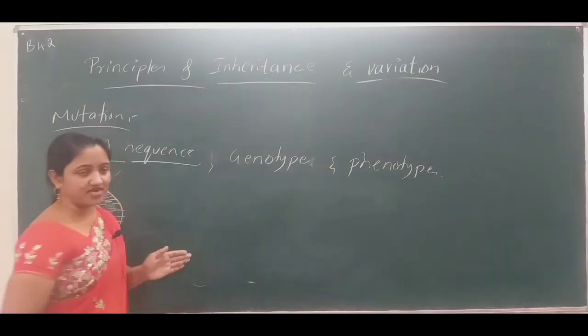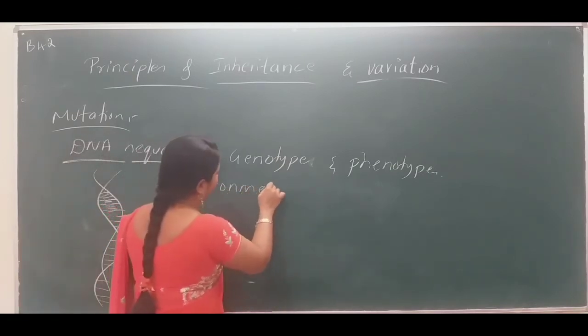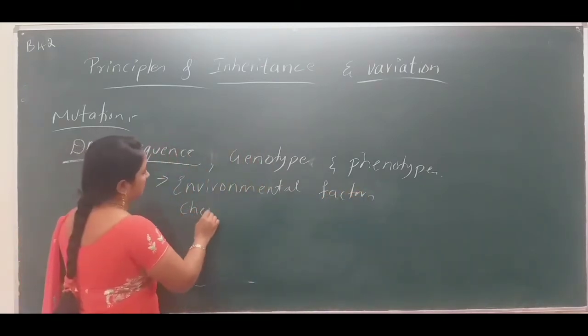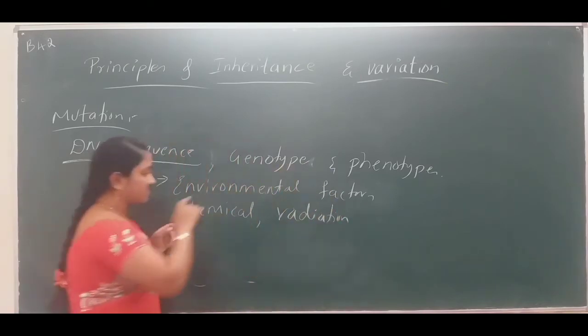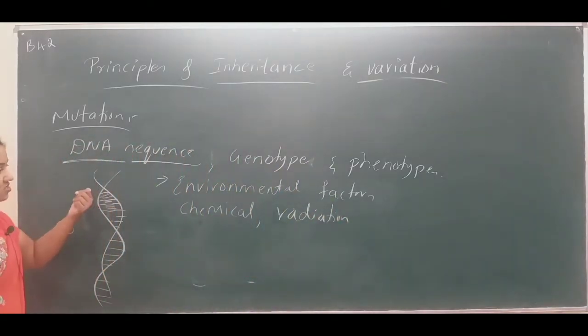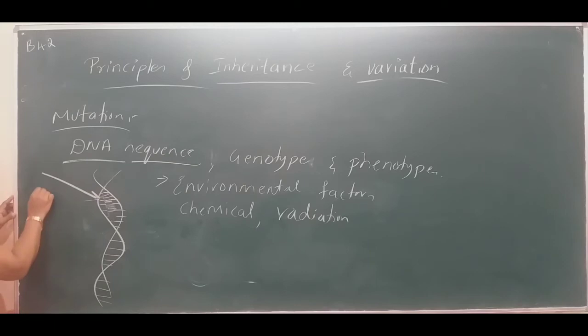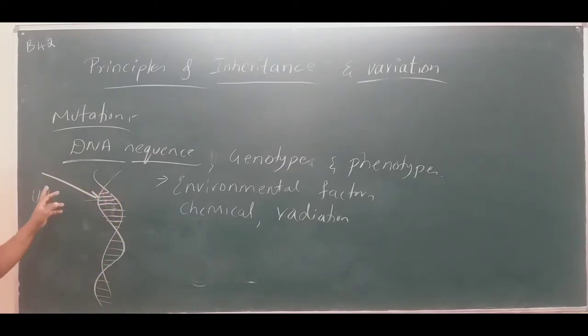The factors I'm writing here. Some environmental factors, like chemical factor or radiation factor, result in the alteration of DNA sequences. For example, to this DNA sequence, if we pass the UV photon, earlier the DNA was in a proper manner, all right. When we pass the UV rays to this DNA sequence, some changes occur in the DNA sequence.